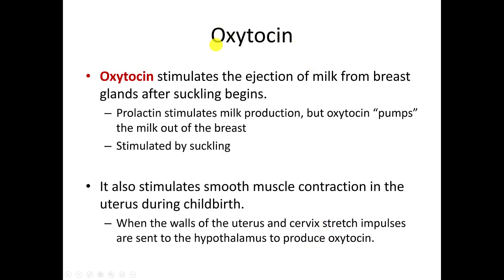The other hormone that comes from the posterior pituitary that I want to walk you through is oxytocin. Oxytocin is a hormone that does a couple of things. It's heavily involved in childbirth. It's also heavily involved in breastfeeding. So oxytocin does not produce milk, that's prolactin. But oxytocin can stimulate the ejection of milk from the breasts after suckling begins. So again, prolactin causes you to make the milk, but oxytocin helps the milk pump out of the breast.